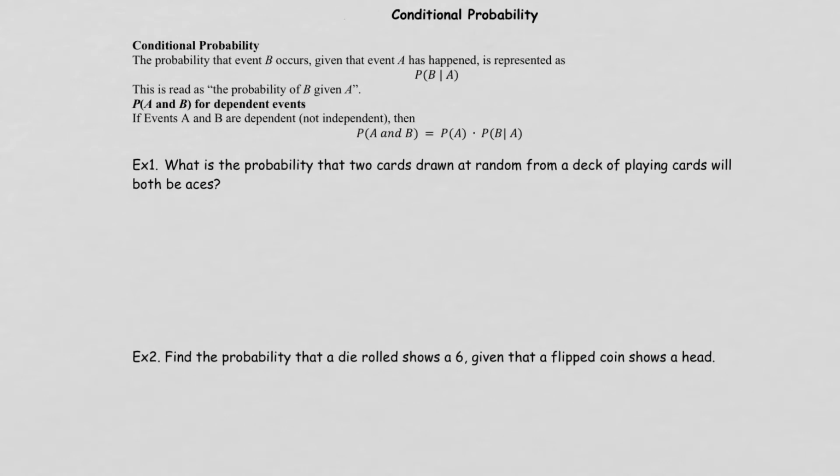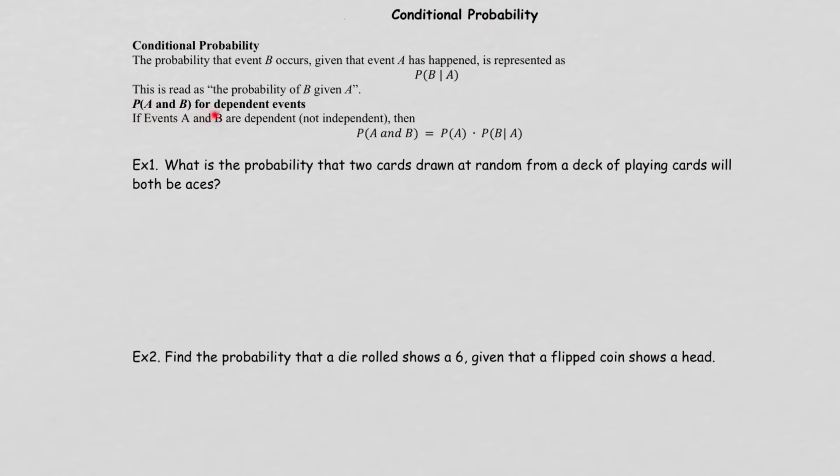This lesson, we're going to talk about conditional probability and dependent events. For conditional probability, you use the bar sign as the conditional. The meaning of the conditional probability is the probability that event B happened given that event A has happened. So they are related, right? You can only have B happen if A happened. That's going to be conditional probability.